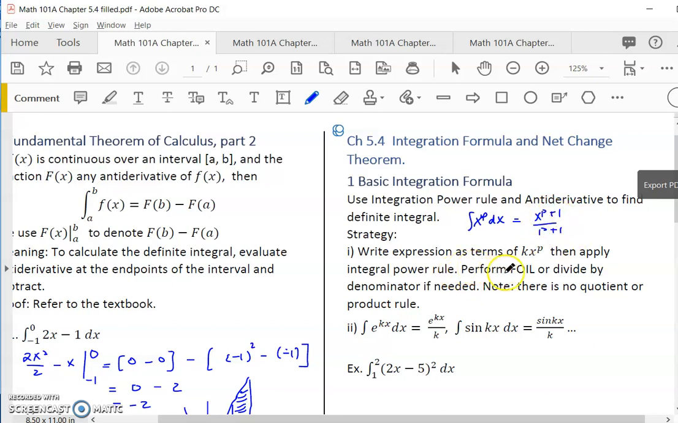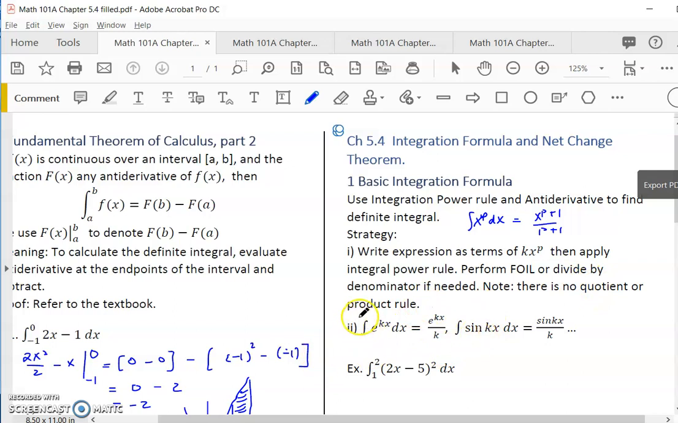But if you have something that is a group of expressions, like the first example, 2x minus 5 squared, there's no product rule per se. So what you do is you actually have to FOIL them out so that they have individual terms. There's no quotient or product rule.